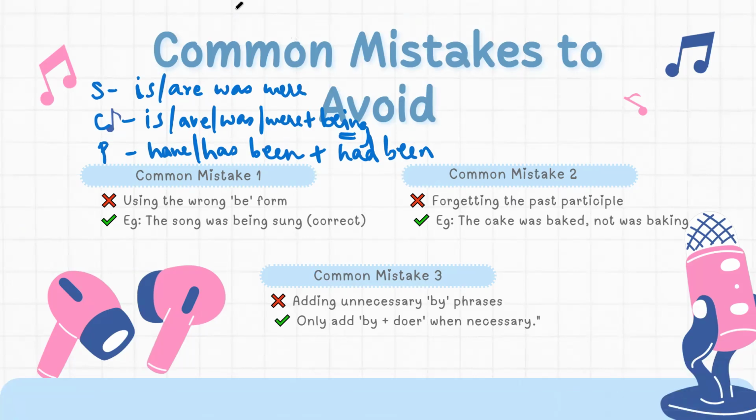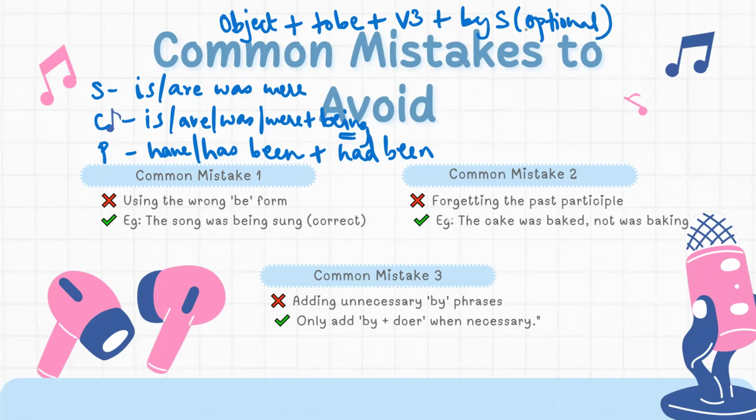Always remember the structure. First comes the object plus the be form of the verb. Then we have V3. Then by plus subject, which is optional. Remember that. So, for example, the cake was baked. This is the right one, not was baking. Here you cannot say that the cake was baking. The cake was not baking on its own, right? The cake was baked by somebody, a chef or a person.